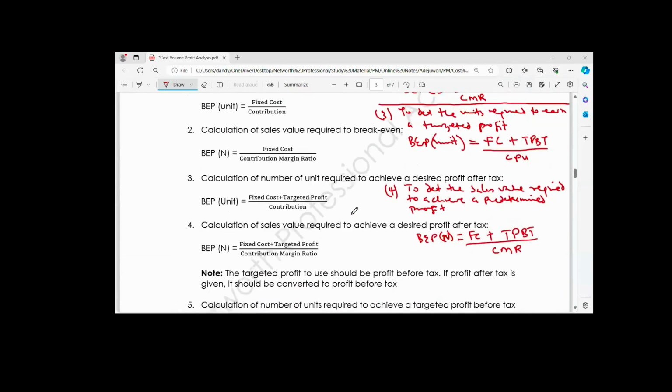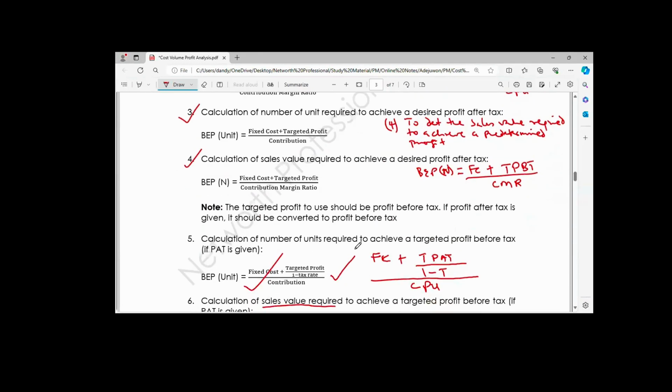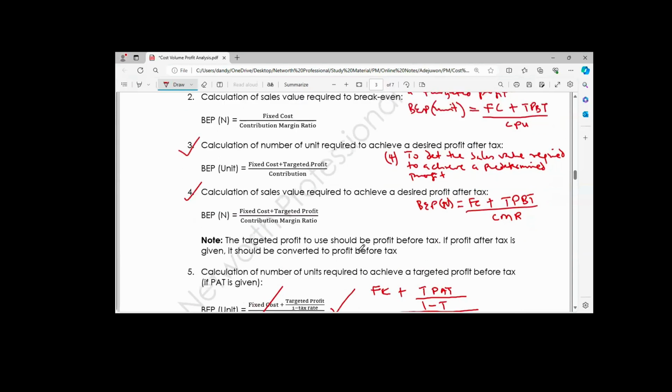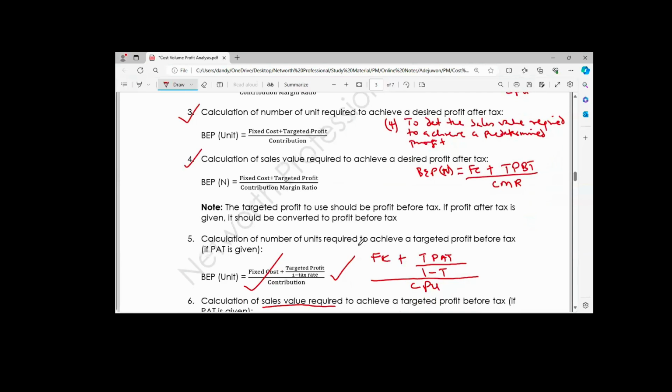You say you don't know the difference between 3 and 5, 4 and 6. 3, 4, 5, and 6. Is that what you are saying? Yes, sir. There is a difference. Even from the look of the formula, you will see that there is a difference.